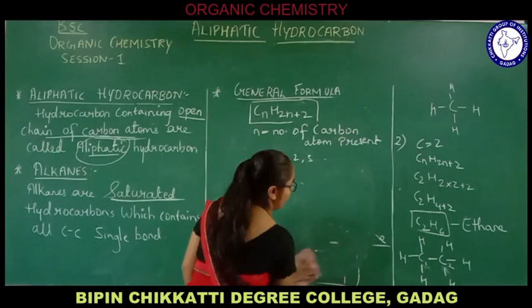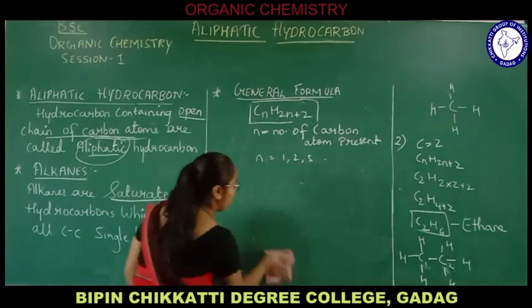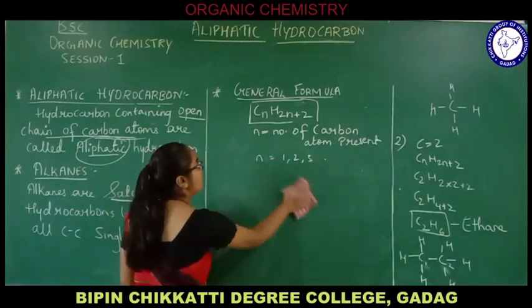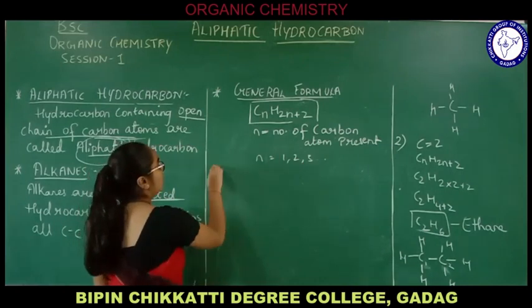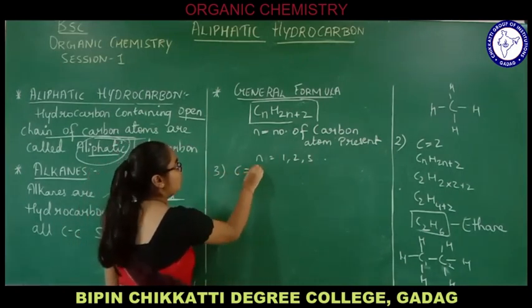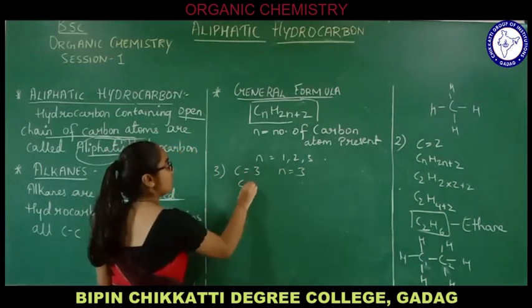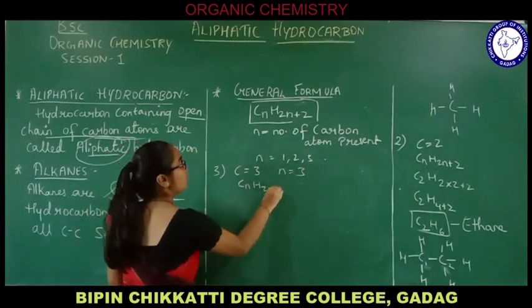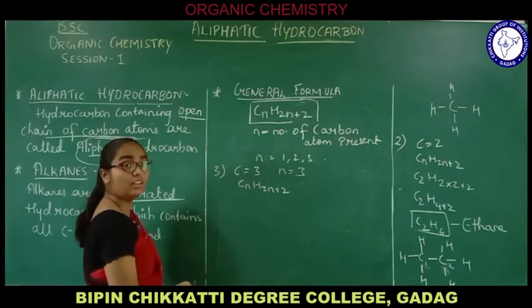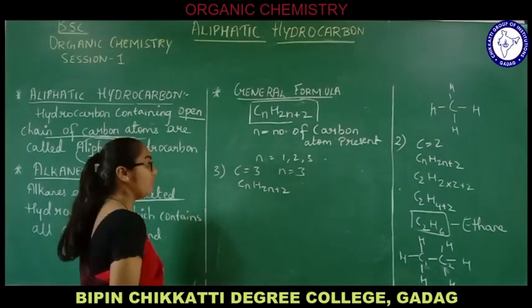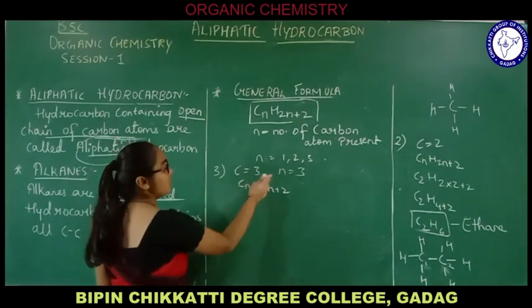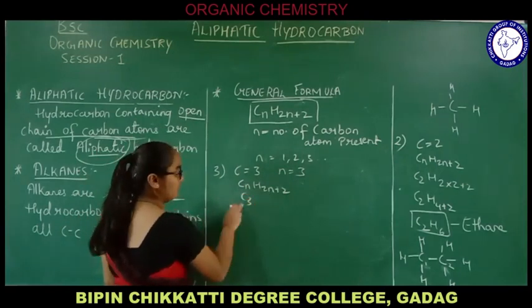Third carbon atom, or the third member of the alkane. So C is equal to 3, that means n is equal to 3. What was the general formula? CnH2n+2. This is the general formula for alkane. Now here n is 3, so let's substitute that 3.